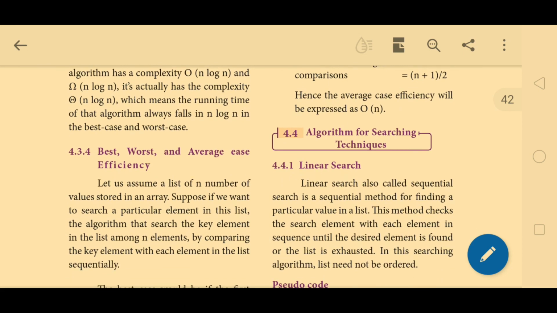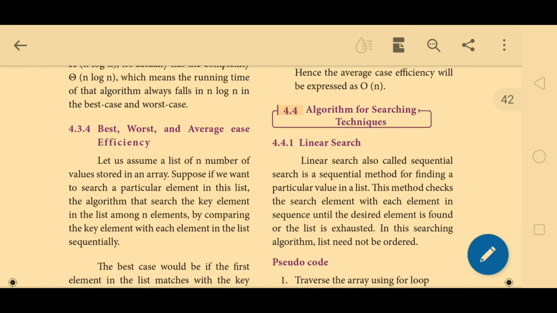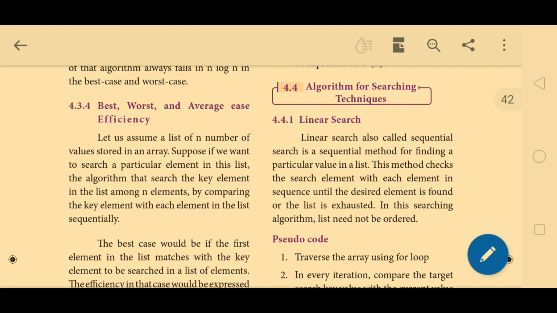Best, worst and average case efficiency. Here let us assume a list of numbers which is stored in an array.